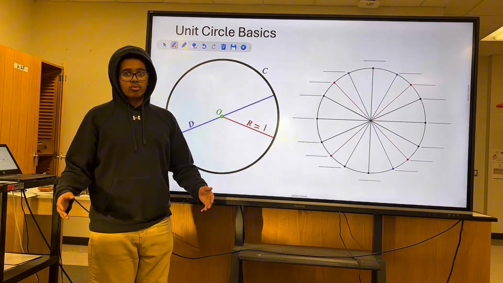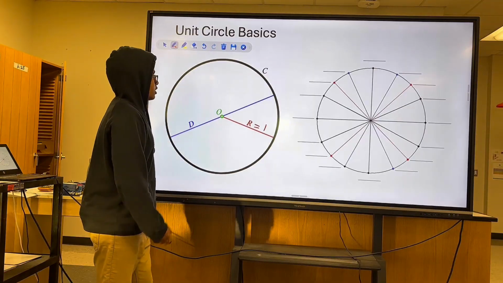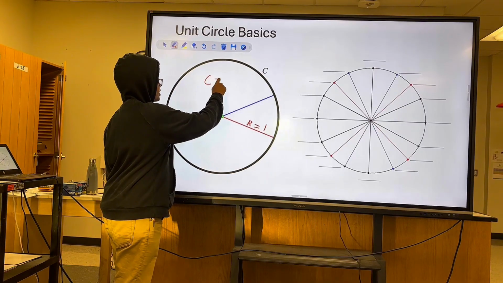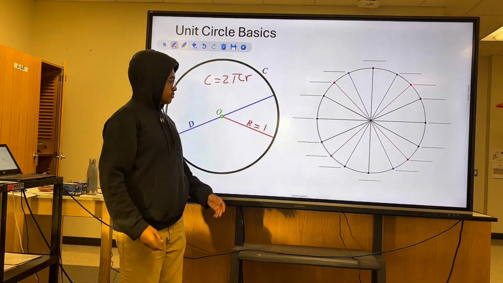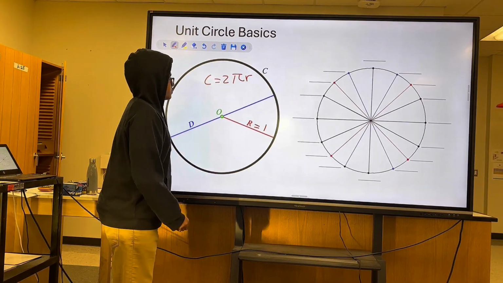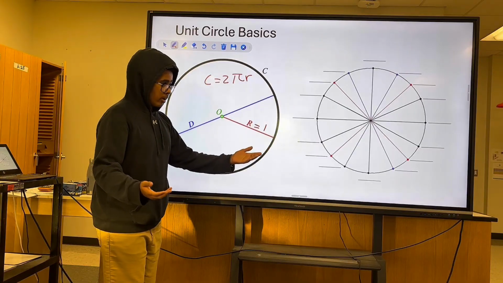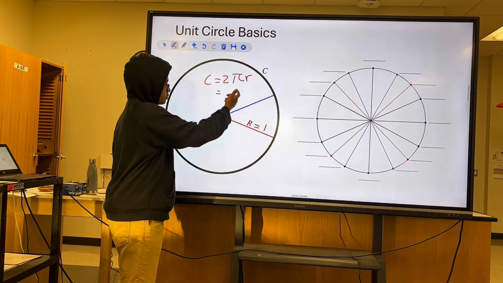Here are some important notations to understand. Circumference is described as 2 pi radius, or 2 times pi times the length of the radius. And in this case, the radius is 1, so the circumference would be 2 pi.